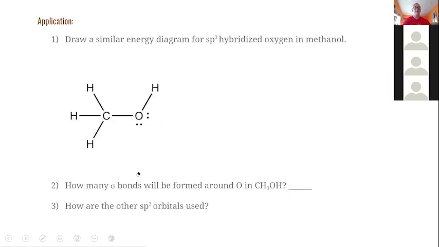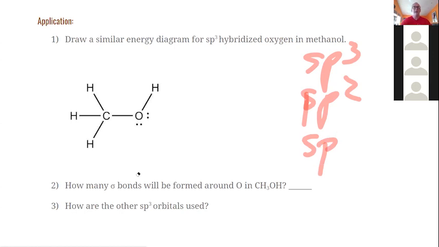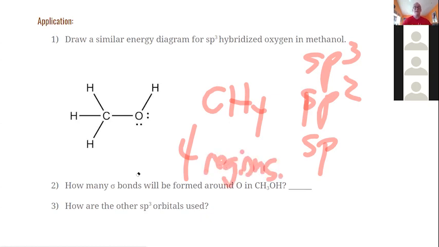Now, what about if you have SP2 or SP? You determine whether you have SP3, SP2, or SP hybridization by figuring out how many electron areas you have around the atom. So with CH4, carbon had four regions of electron density around it. It had four bonds, right? So it needed four electrons to do that, SP3.